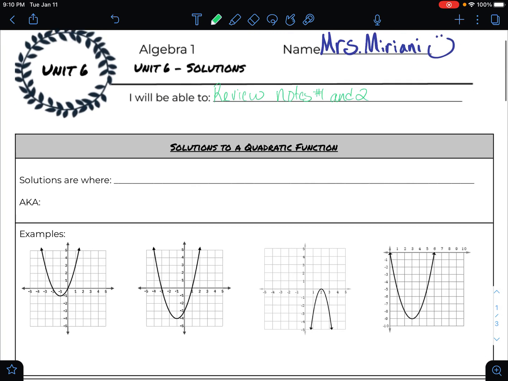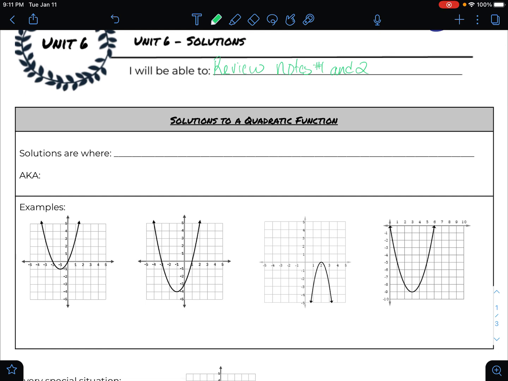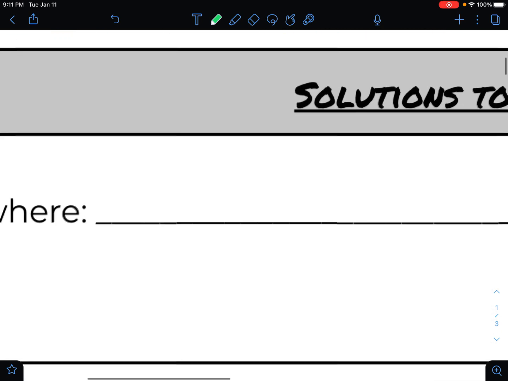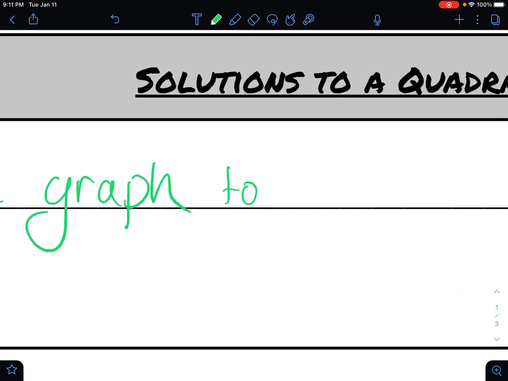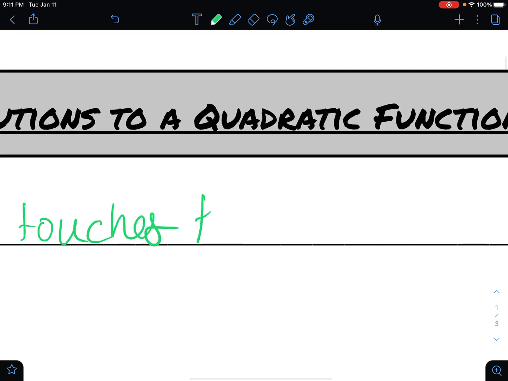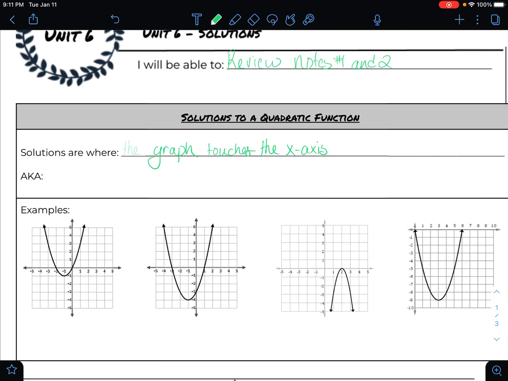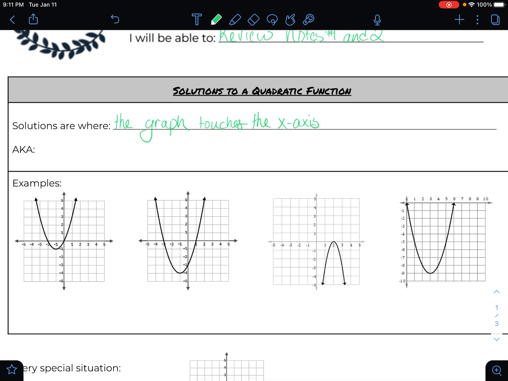Alrighty. So if we look at this, the first thing I want to look at is what exactly is a solution to a quadratic function. Just a reminder, solutions are where the graph or the parabola touches the x-axis. Now, if a graph touches the x-axis once, then we're going to have one solution. If it touches twice, then we're going to have two, and we're going to talk about those situations.